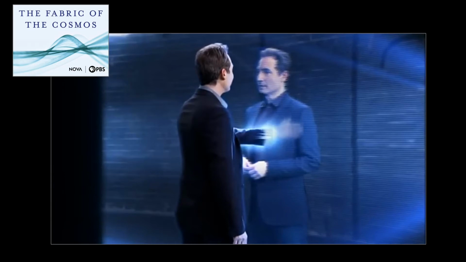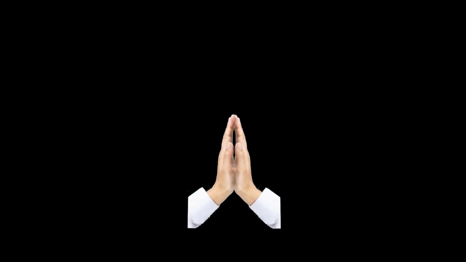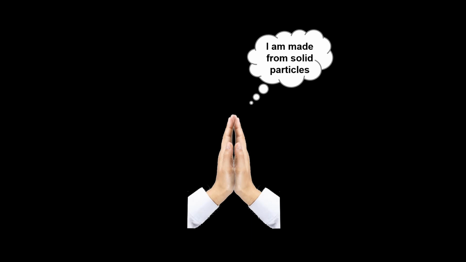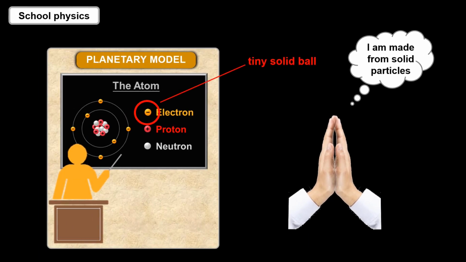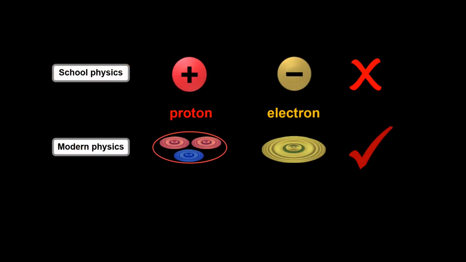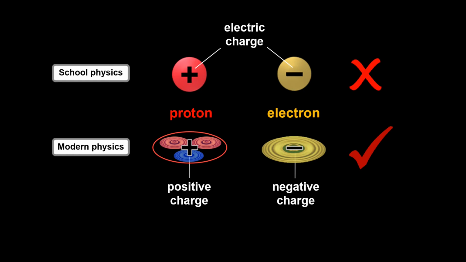Up until now, you most likely assumed that you feel solid because you're made from solid particles, as you were taught in school. However, we now know that particles are not solid, and it is in fact electric charge that gives objects a solid feel. A proton has a positive charge, and an electron has a negative charge.